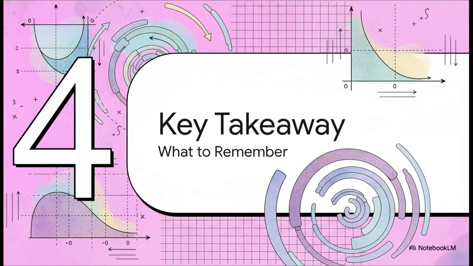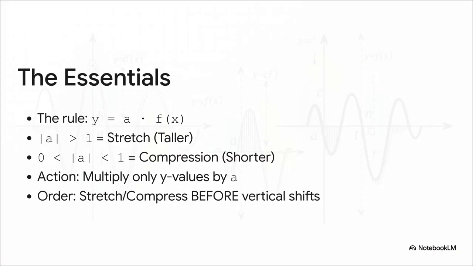So that was a lot of detail, I know. Let's just zoom out for a second and pull together the most important things that you absolutely need to remember from all this. Here are the essentials, kind of like your cheat sheet. It all boils down to that one rule: y equals a times f of x. If a is big, it's a stretch, it gets taller. If a is a small fraction, it's a compression, it gets shorter. And remember, you're only changing the y values, and you always do your stretching or compressing before you do any vertical shifting. If you can lock these points in, you've pretty much mastered this whole concept.